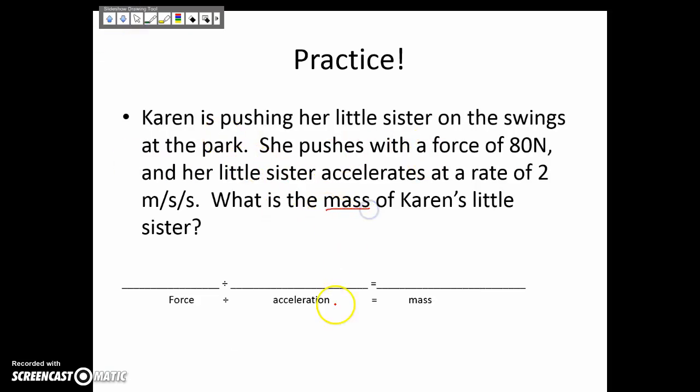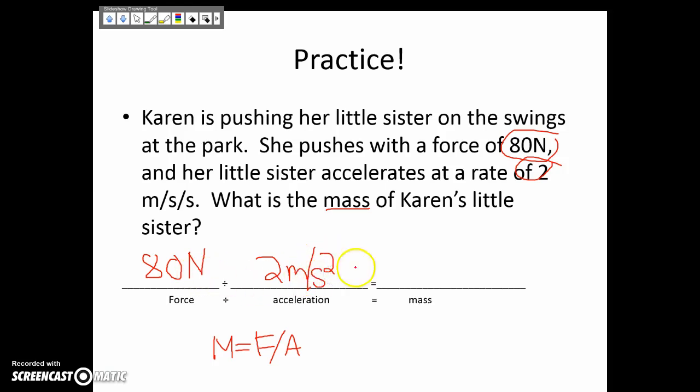Finally, the question is asking, what is the mass? So we're going to use the formula: mass equals force divided by acceleration. So we're going to plug it in. She pushes with a force of 80 newtons because she's strong. 80 newtons divided by the acceleration, which is 2 meters per second squared. When we do the math out, we realize that the mass of her sister is 40 kilograms. Considering there's 2.2 pounds per kilogram, her sister actually weighs 88 pounds, so her sister's probably not that little. Maybe she's in 5th grade or something.